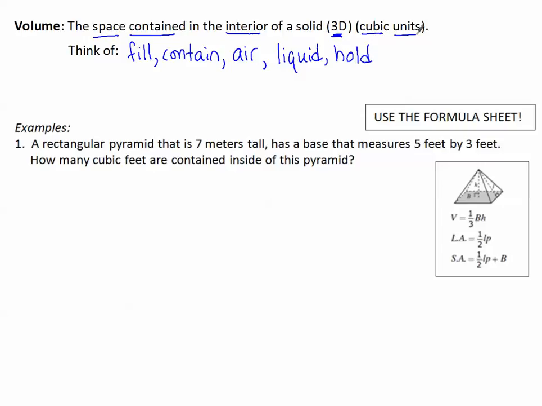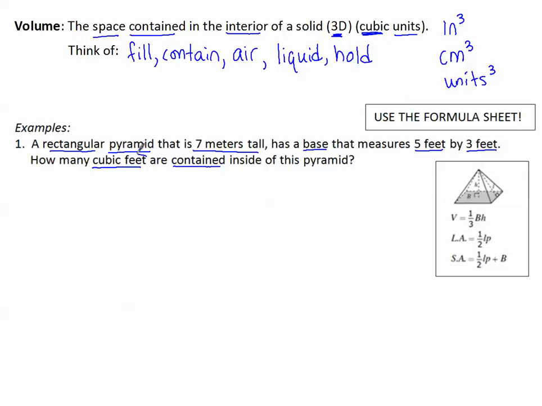Again, remember cubic units. That could be written like inches cubed or centimeters cubed, or some sort of units that are cubed, cubic units. Let's look at a few examples. Remember to use the formula sheet whenever necessary to find the formulas that you need for volume. A rectangular pyramid that is 7 meters tall has a base that measures 5 feet by 3 feet. How many cubic feet are contained inside of this pyramid?